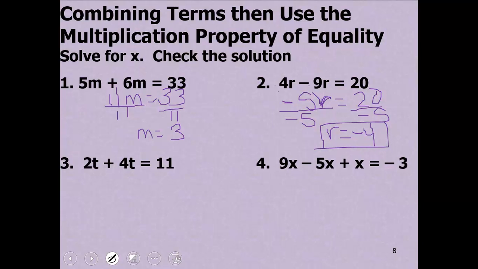Plug it in, you get negative 16 plus 36, because negative 9 times negative 4 is a positive 36. And that gives you 20. Number 3 is the same. 2t plus 4t is 6t equals 11. Divide by 6. T is equal to 11/6.